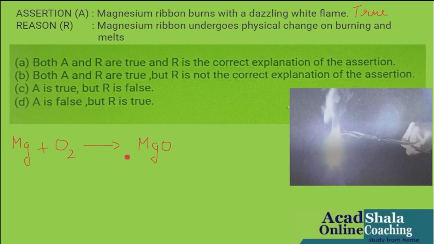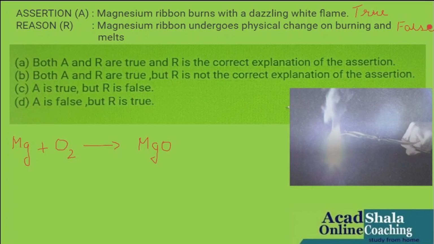Now, in this reaction, magnesium combines with oxygen to form magnesium oxide, and the properties of magnesium oxide are entirely different from the reactants, that is magnesium and oxygen. So this is a chemical reaction. That means magnesium oxide cannot go back and form magnesium ribbon again. So according to this, it is not a physical change. It is a chemical change because a new substance is formed. So I will write in the corner that my reason is false.